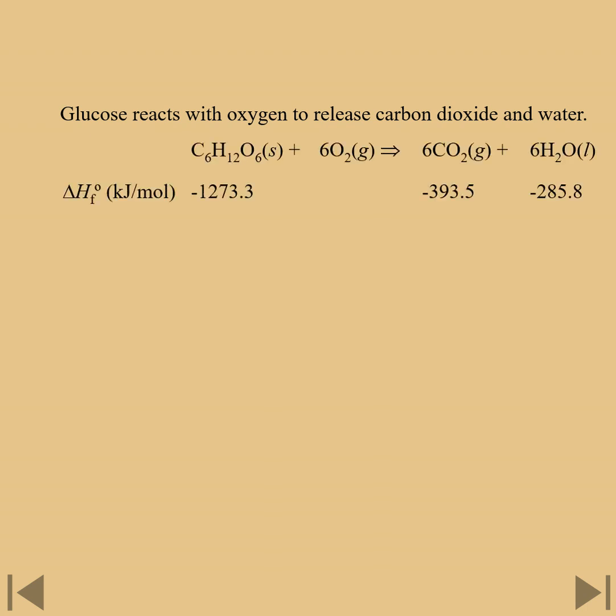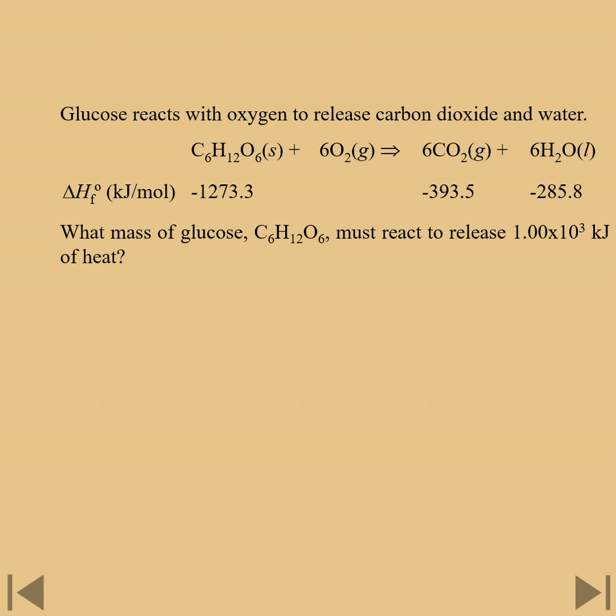Okay, next we're told glucose reacts with oxygen to release carbon dioxide and water, and there's the balanced chemical equation. And we're asked what mass of glucose must react to release 1,000 kilojoules of energy. Okay, well this is also going to have two parts to it. First we need the enthalpy of the reaction, so we're going to use an equation to calculate that. Then we're going to use that along with our units in the second part of the calculation to calculate the mass of the glucose to release the 1,000 kilojoules of heat.